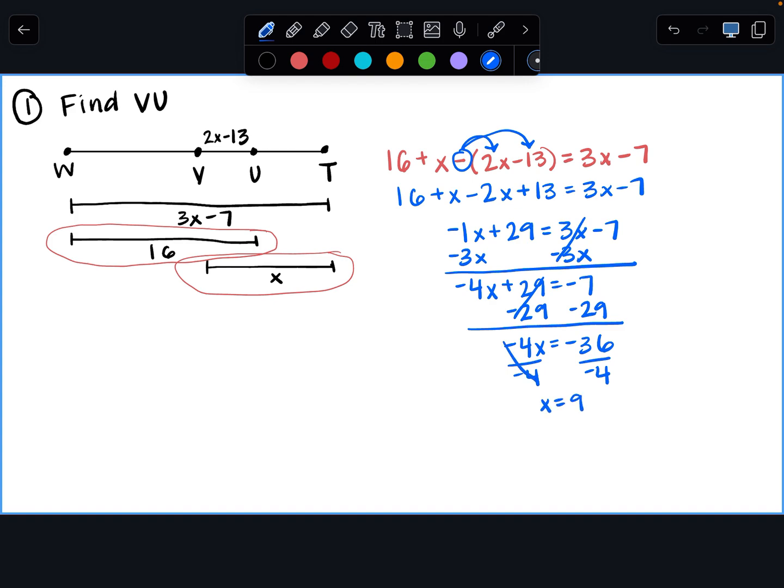So now I know that x equals 9, but I'm not finished. I have to find VU. VU is 2x minus 13. So I need to plug in 9 for x, which is 5. So VU equals 5 is my answer.